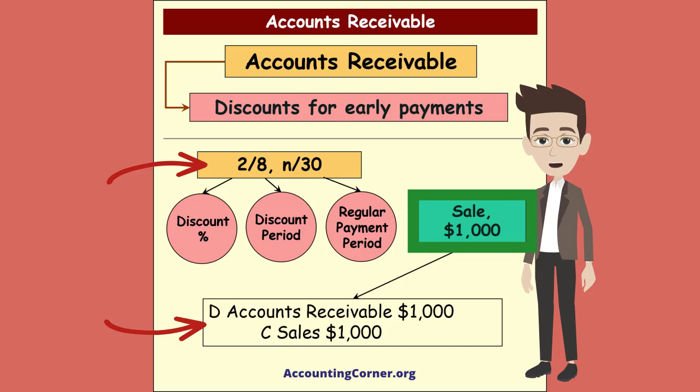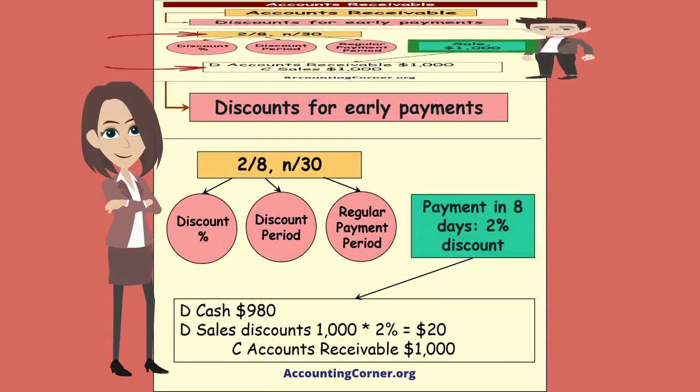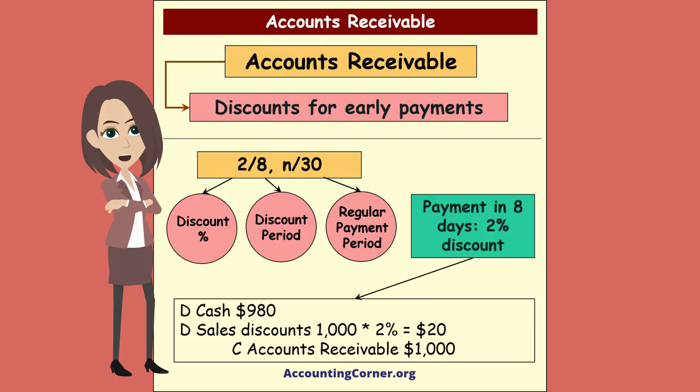If the payment is received in 8 days, the seller will provide the customer a 2% discount on the amount of payment. In case of earlier payment, the following entry is done. Debit, cash, $980, which is the initial amount of sale decreased by the 2% discount. Debit, sales discounts, which is 2% of the initial sales amount, $20. Credit, accounts receivable, $1,000, which is the initial amount of sales. The 2% discount on early payment, amounting to $20, decreases the amount of payment. Less cash is received.